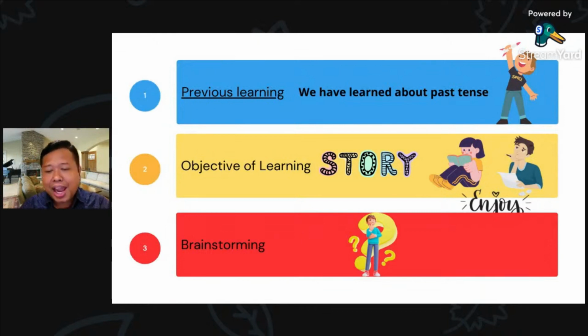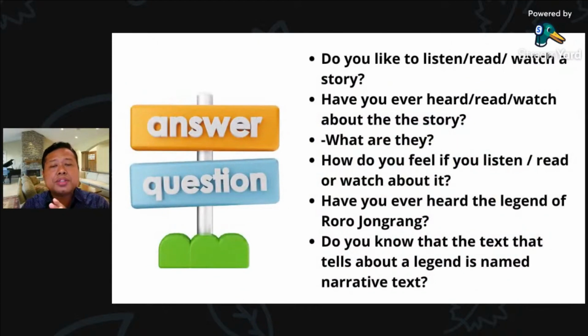Before we start the learning material, I have several questions. Please read the question. Do you like to listen to, read, or watch stories, my students? Johnny, you like it? Yeah, you like it very much. Have you heard about any stories? What are they? Malin Kundang, Cinderella. Okay, thank you very much. How do you feel if you listen to, read, or watch a story? Yes, you feel happy. You feel amused.